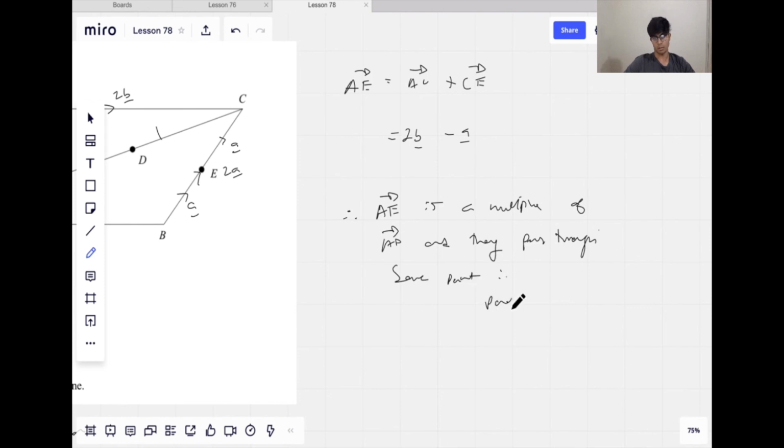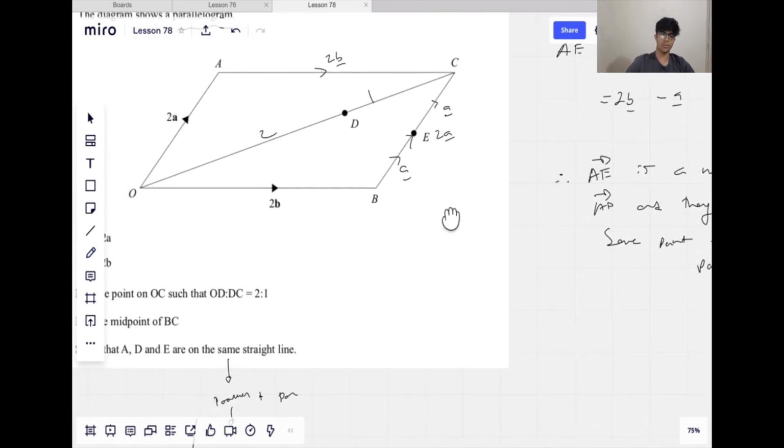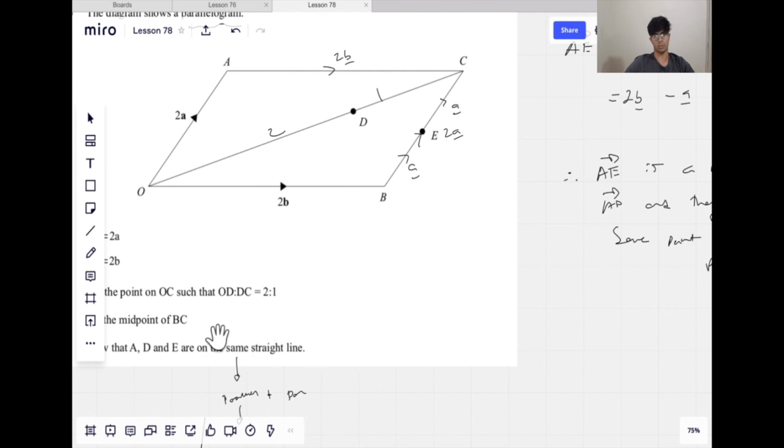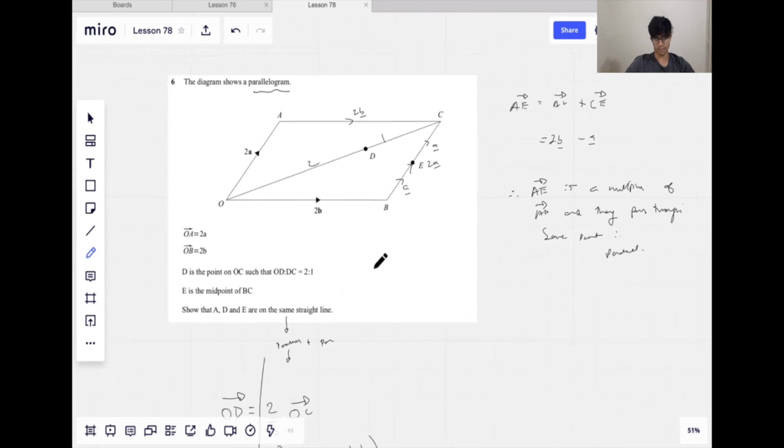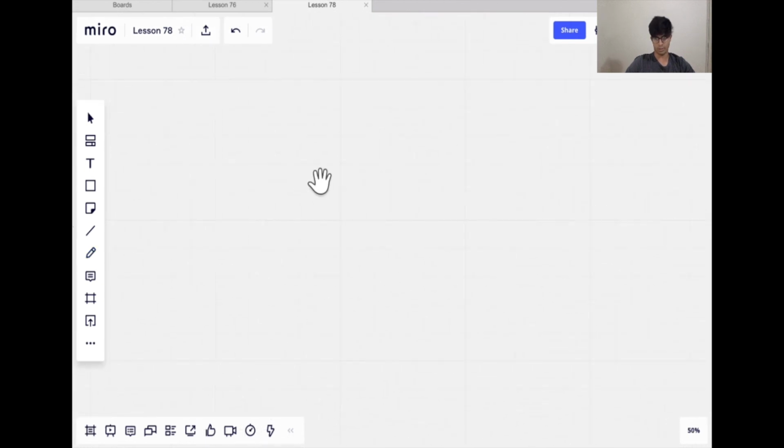therefore parallel. And when it comes to proofs, this is one of the very big things that you often need to prove, that they're on the same straight line, and that's a big proof. I think that hopefully is the last question.